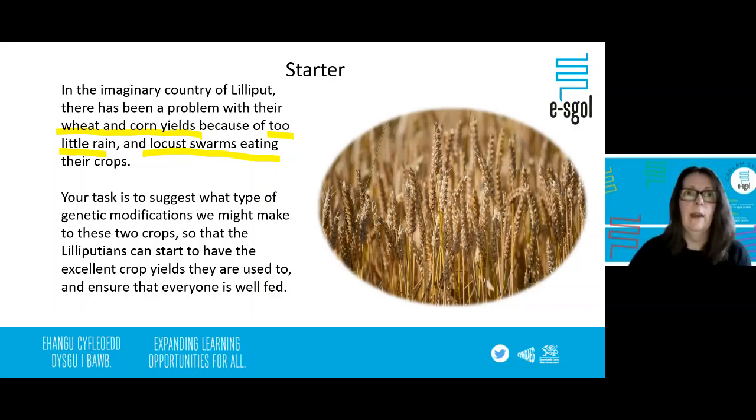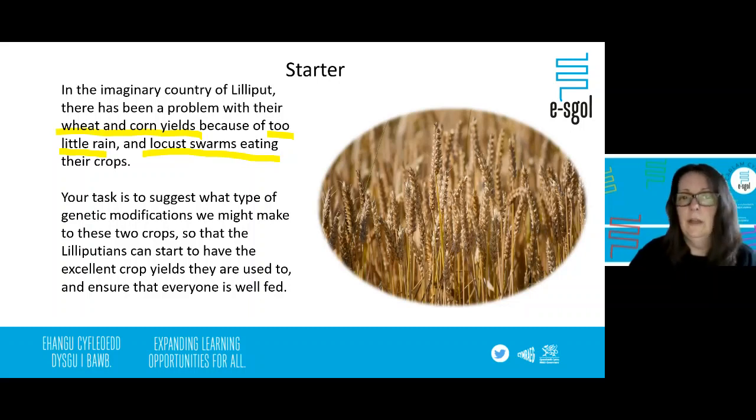So if we think about plants that live in dry conditions that we know already, so the cacti, then you might be able to find a particular gene in there that enables it to survive in its dry and arid environment and implant it and insert it into the wheat and the corn.